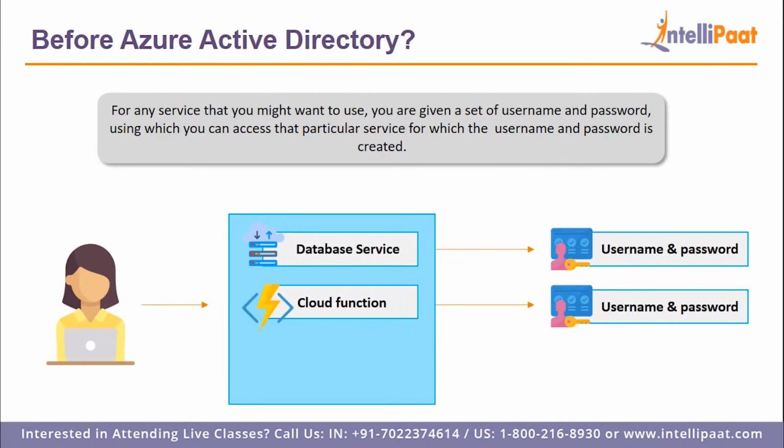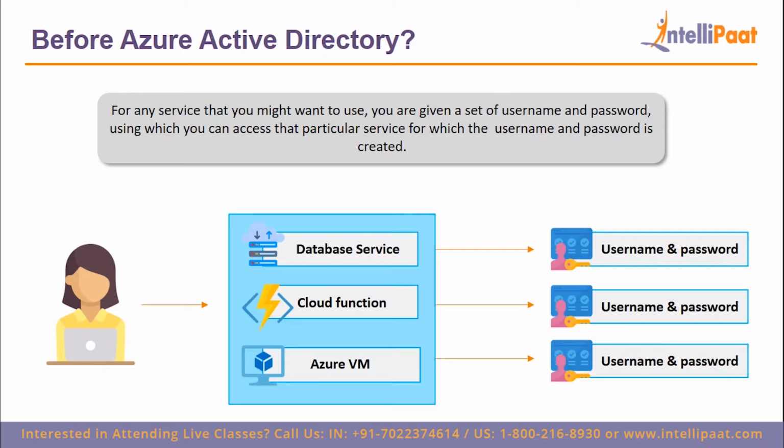You cannot use the previous set of username and password to access Cloud Function, because that username and password is specifically created for the database service, right? Now, let's say that you want one more service, you want to access Azure Virtual Machines. For that also, the IT admin has to go and create one more username and password, and then you can access Azure Virtual Machine using this particular username and password.